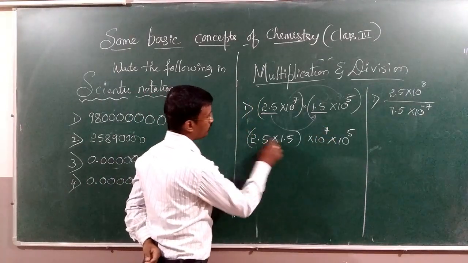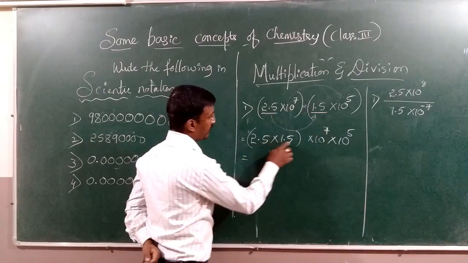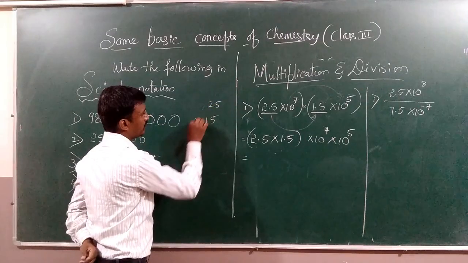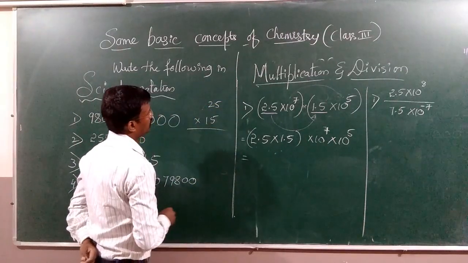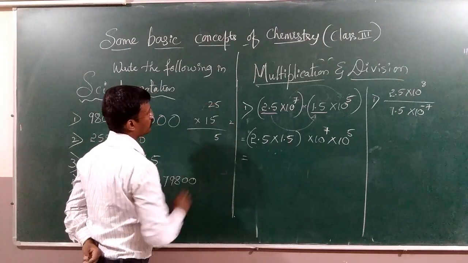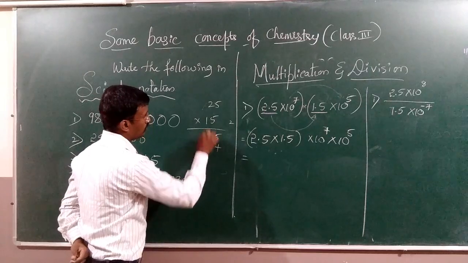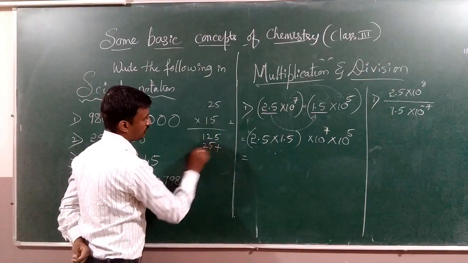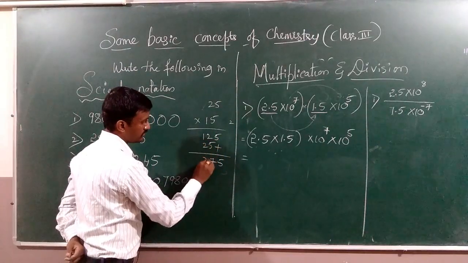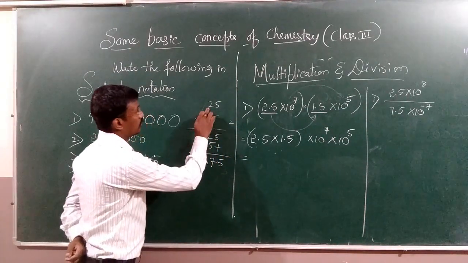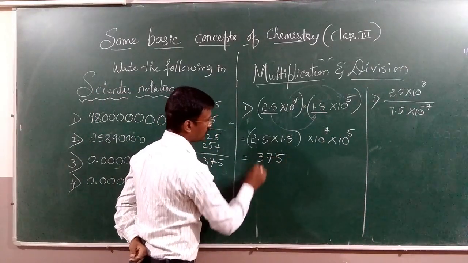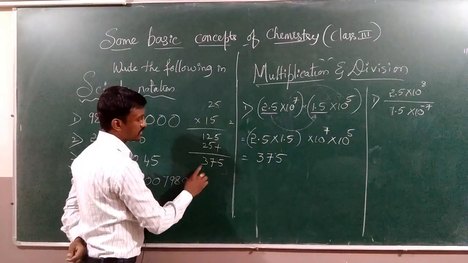Therefore 2.5 into 1.5, that is 25 into 15. 5 fives are 25, 5, 2 carry, 5 twos are 10, 10 plus 2, 12. Then 5 plus 2 is 7, 2 plus 1 is 3, so 375. 25 into 15 is 375. We just write 375.